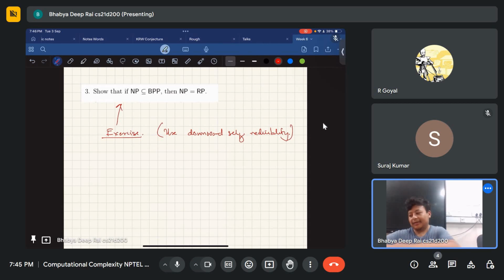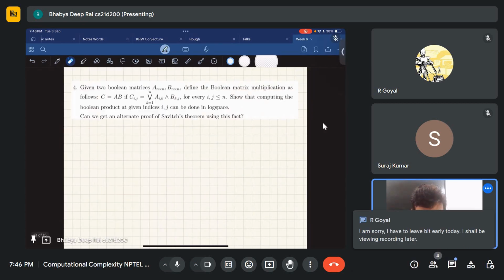Okay, sure. I'll just keep a reminder. For the next session, just keep a reminder because I might forget. Sure thing. And we'll be moving on to the realm of Boolean functions during the coming weeks, because now we are slowly moving on to circuit complexity. I'll be happy. Thank you. Sure, we'll do that. Please try this exercise. I'm sorry I have to leave a bit early today. I shall be viewing the recording later. Yeah, that is fine.